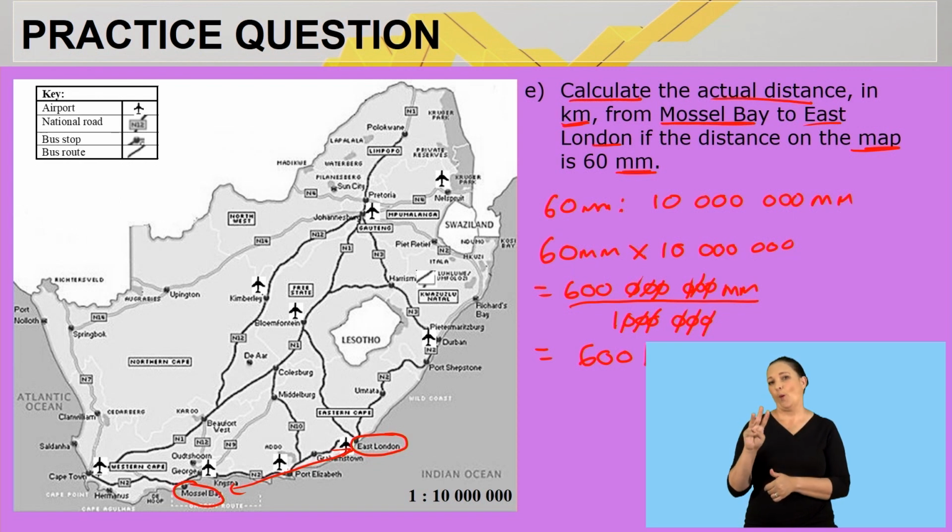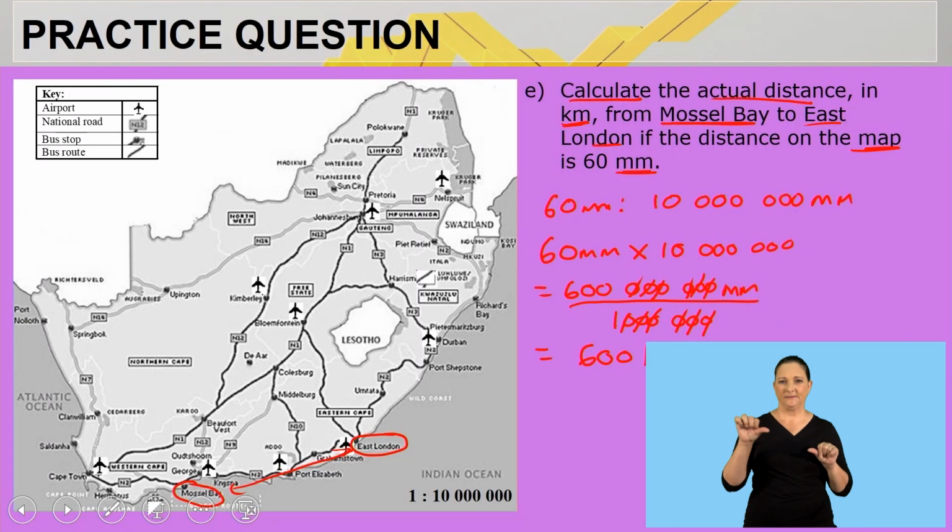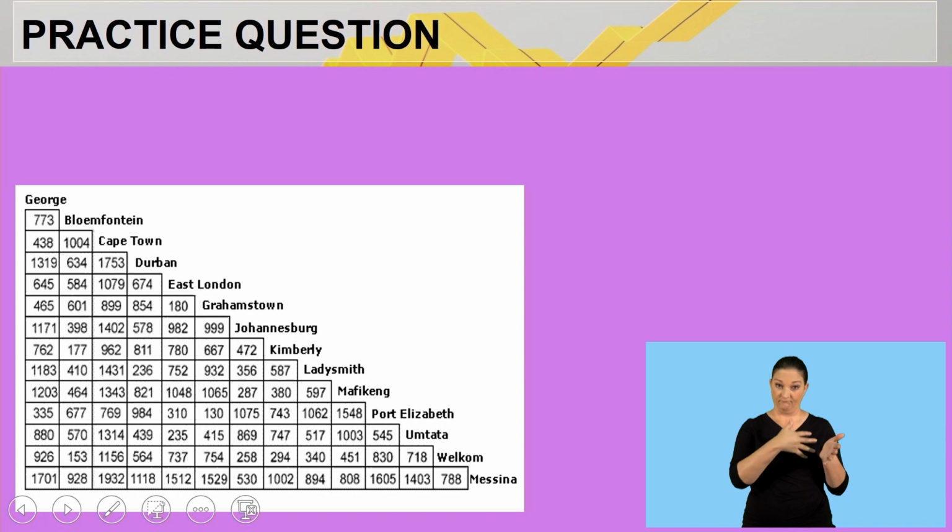So the distance between the two places is 600 kilometers. Guys, are we clear on that one? All right, so I took the distance on the map. I've multiplied it by the scale, right? Both in millimeters now. And thereafter, I divided it by the scale factor. Remember now, 1 million millimeters equals 1 kilometer. Okay, are we clear on that one?